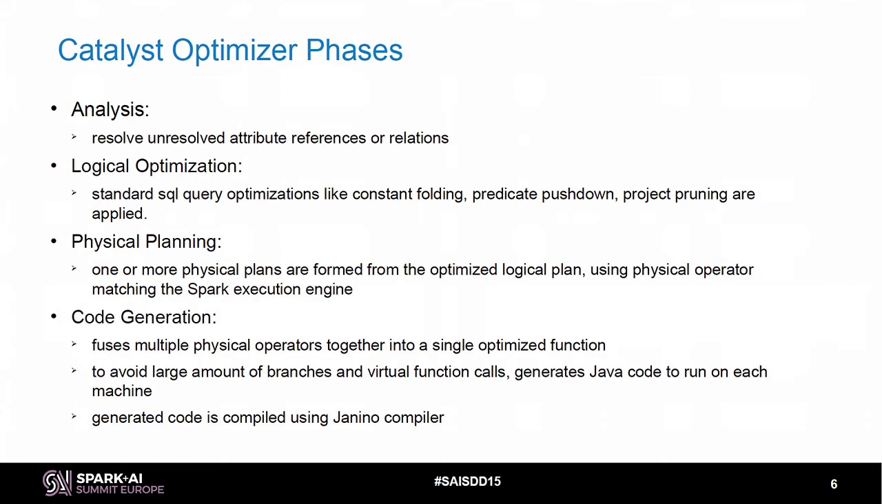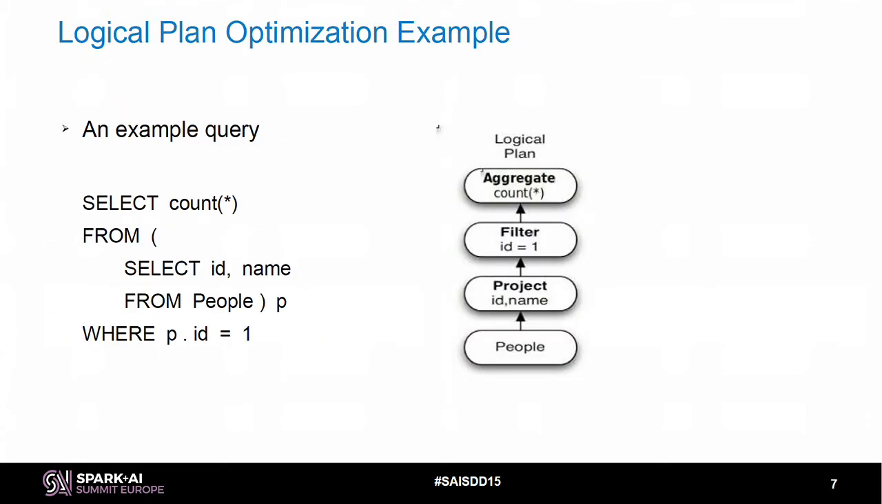We can skip this as we have already discussed it. So here is a sample example. It's a sample query specified in an unoptimized way. Here we count the number of rows that are selected from the table people where ID is 1. That is what this query does, but it is specified in an unoptimized way.